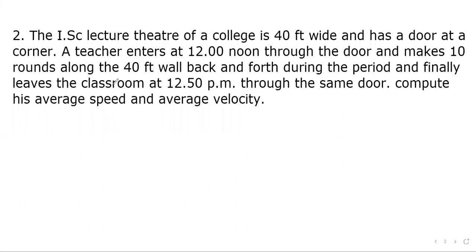Question number 2. The lecture theater of a college is 40 feet wide and has a door at a corner. A teacher enters at 12 noon through the door and makes 10 rounds along the 40 feet wall back and forth during the period and finally leaves the classroom at 12:50 p.m. through the same door. Compute his average speed and average velocity. So if he enters at this point and he goes till here, then he comes back.